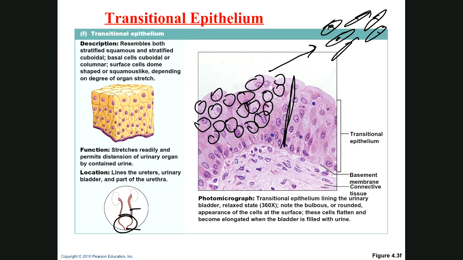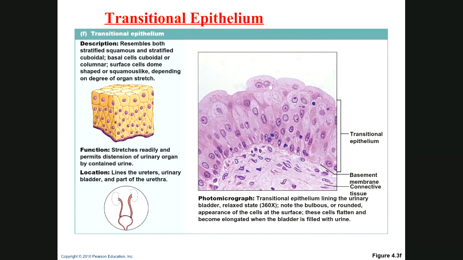Okay. Now, the function of the tissue is to stretch as the organ distends, and you should know the location. Urinary bladder is the easier one to remember. One thing about this tissue is that it is oftentimes confused with non-keratinized stratified squamous. Don't let that happen to you. Look at the top and look for the round cells. The round cells are the key.